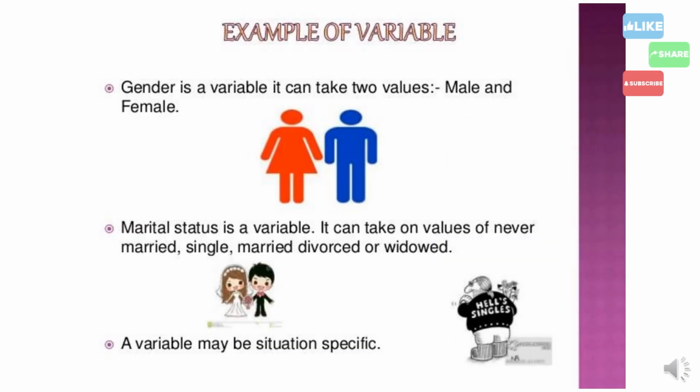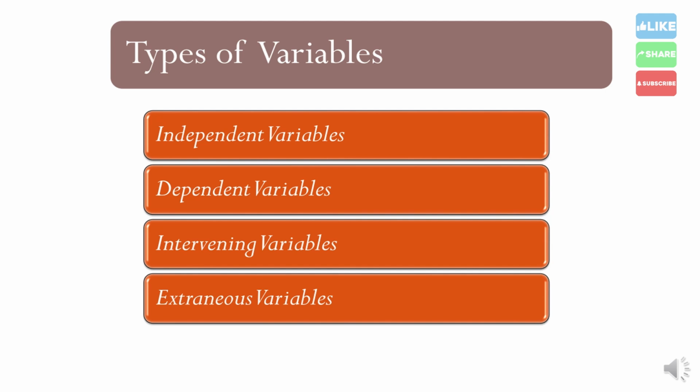Now there are examples of variables. Gender is a variable. It can take two values, male and female. Next, marital status is a variable. It can take on values of never married, single, married, divorced, and widowed. Variables may also be situation specific. So these are examples of variables. There are types of variables: independent variables, dependent variables, intervening variables, and extraneous variables.